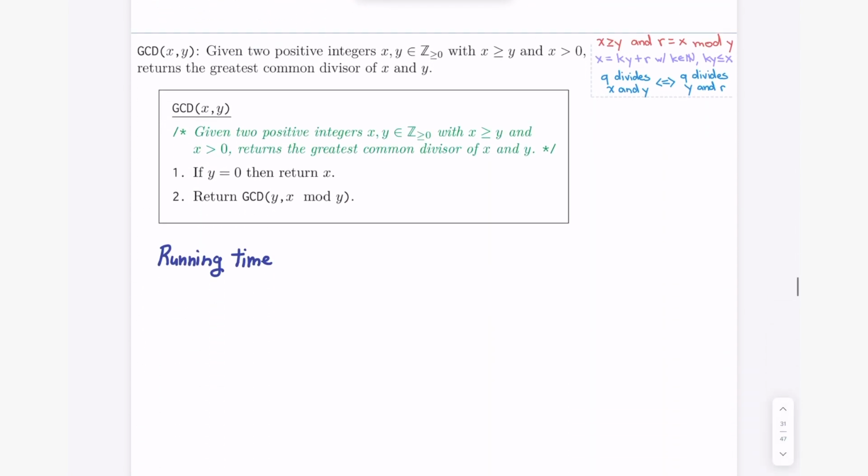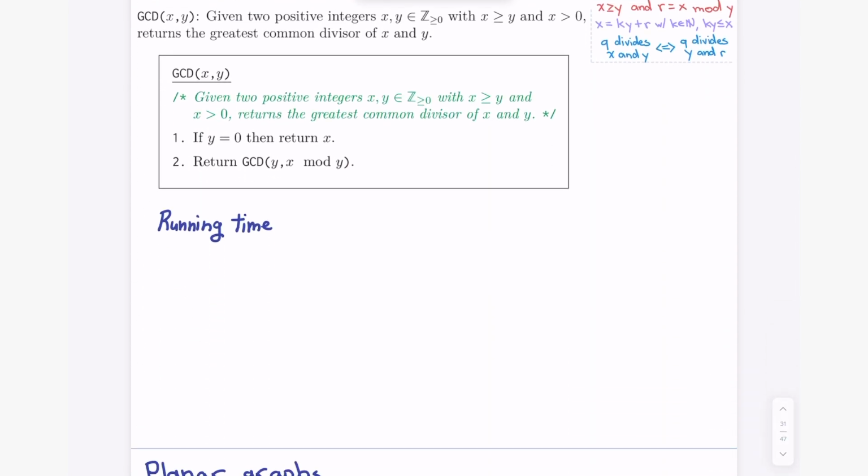I do want us to try to figure out the running time of this thing. It feels like this is more aggressive. It shouldn't be any slower. But how can I argue it's much faster? How can I try to analyze the running time of this algorithm?